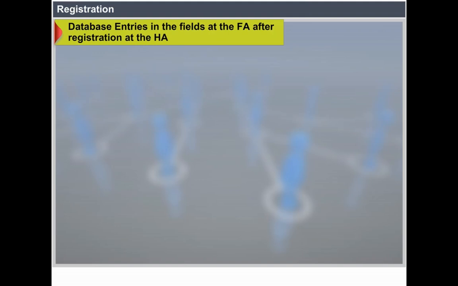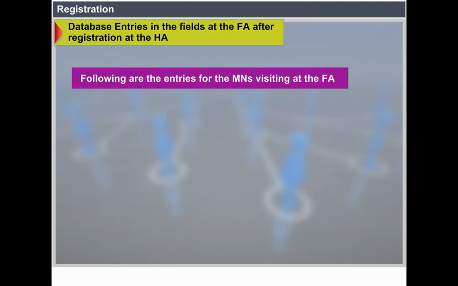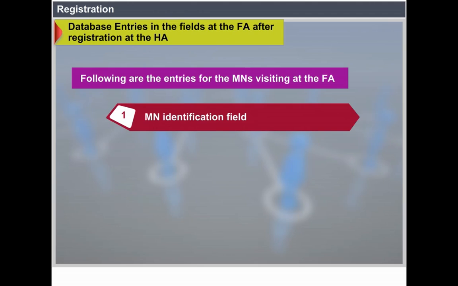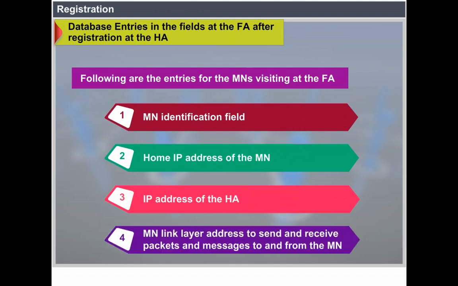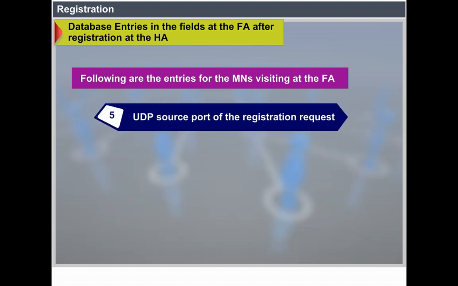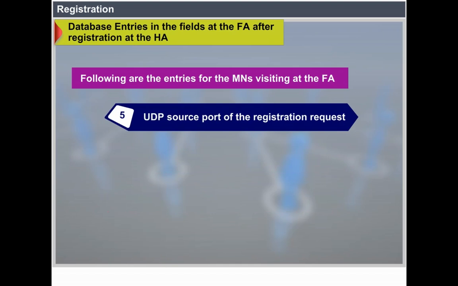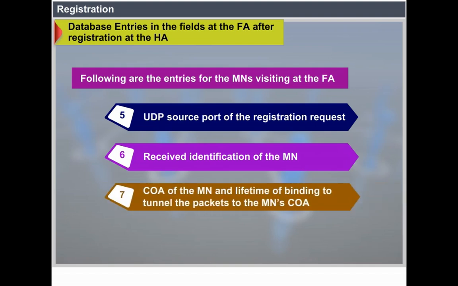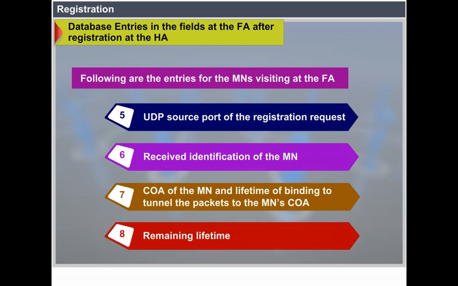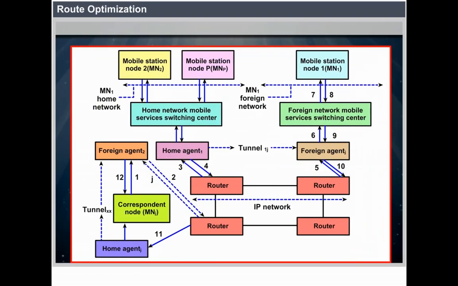Database entries in the fields at the FA after registration at the HA. Following are the entries for the MNs visiting at the FA: MN identification field, home IP address of the MN, IP address of the HA, MN link layer address for sending and receiving packets and messages to and from the MN, UDP source port of the registration request, received identification of the MN, COA of the MN, lifetime of binding to tunnel the packets to the MN's COA, and remaining lifetime.